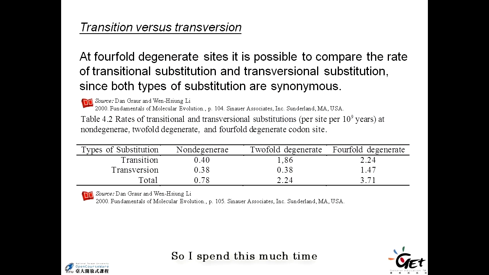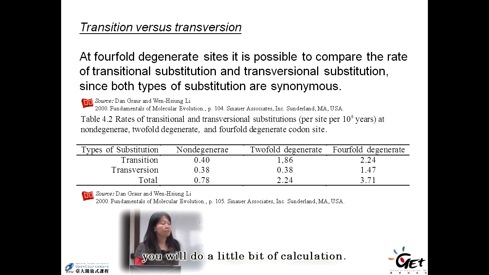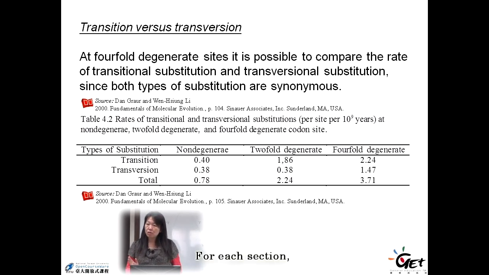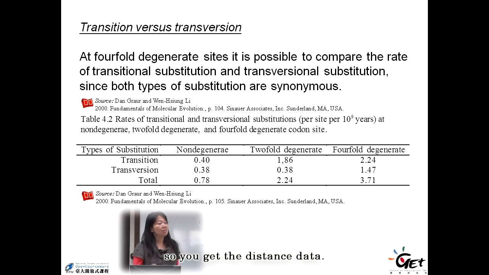So I've spent this much time on this single table. I would like you to have the ability to ask yourself, once you get results from your own data or in our laboratory course, you will do a little bit of calculation. For each section, you will get numbers. Like you can calculate genetic distance, so we get the distance data. So you know A and B differ by how many differences. But what does that mean?